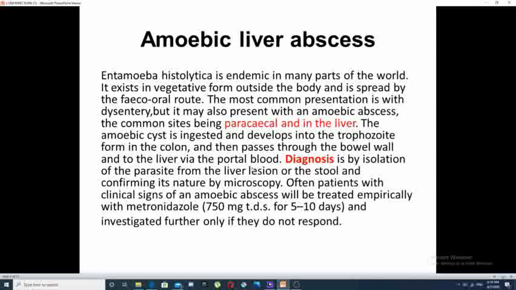Diagnosis of amoebic liver abscess is by isolation of the parasite from the liver lesion or from the stool and confirming its nature by microscopy. Often patients with clinical signs of amoebic liver abscess will be treated empirically with metronidazole in a dose of 750 milligrams 3 times daily for 5 to 10 days.